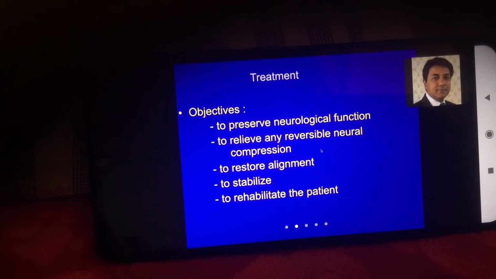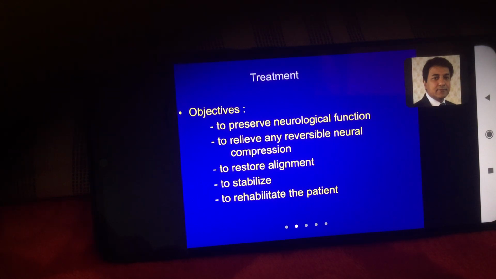And what is the treatment objective? Number one, to preserve neurological function. We have to preserve the nerve that is inside it, first thing, and to relieve any reversible neural compression. If there is compression, if there is partial neurological deficit, it should be decompressed completely. If compression continues for a longer time, he will have a permanent neurological deficit. So we have to decompress as early as possible.